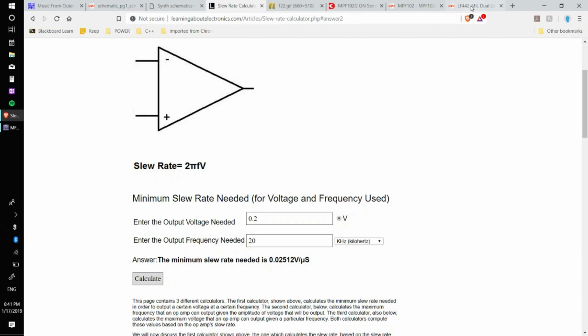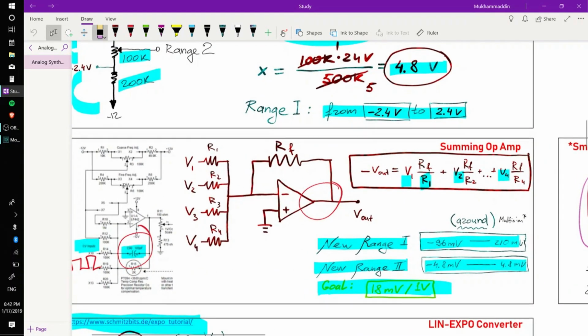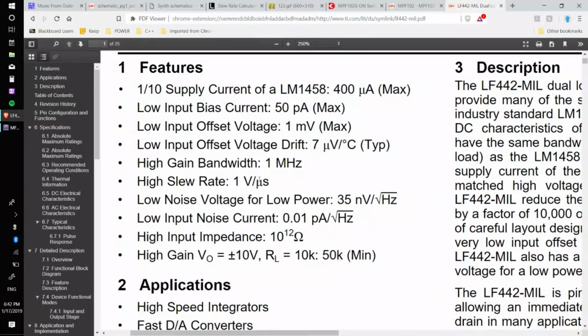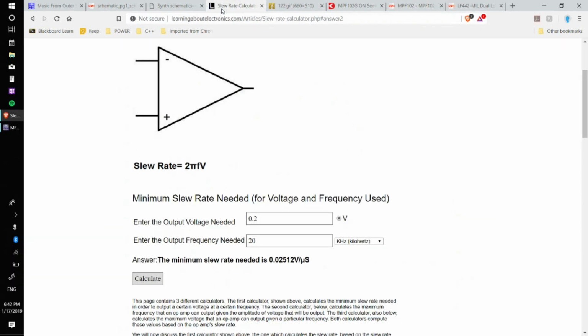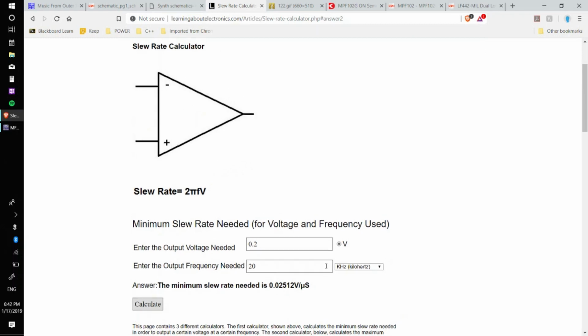And the op amp that we use, let's look at the circuit. The op amp that we use is LF442. If we open the datasheet for that, the slew rate that it can provide is 1 volt per microsecond, and we are well below the slew rate rating for this op amp. So in this specific case, I don't think the slew rate was a consideration when Ray Wilson was putting that capacitor in there. So we can proceed with the analysis.